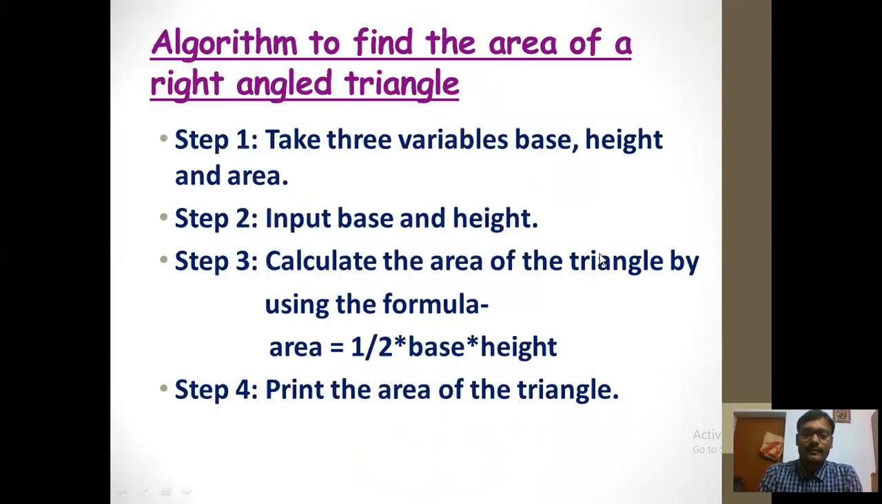Next is the algorithm to find the area of a right angle triangle. So in the same way, we will take three variables: base, height and area. Step 2, input base and height. You have to input base and height.